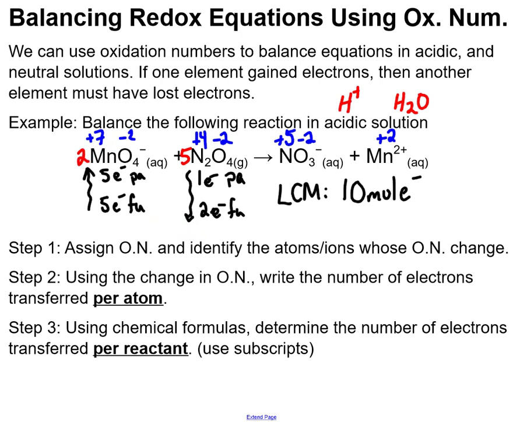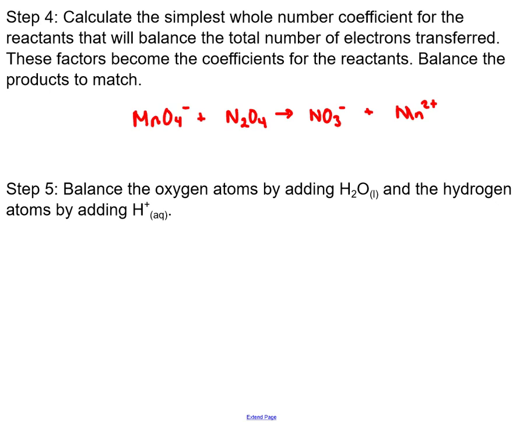We have to balance this, calculating the simplest whole number coefficients for the reactants that will balance the total number of electrons transferred. We want to transfer 10 electrons. Okay, no problem. We need 2 of these and we need 5 of these. Now, balance the products to match.